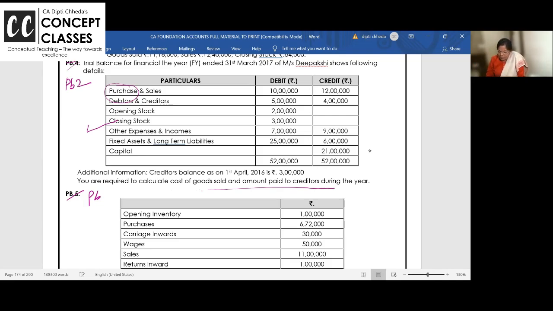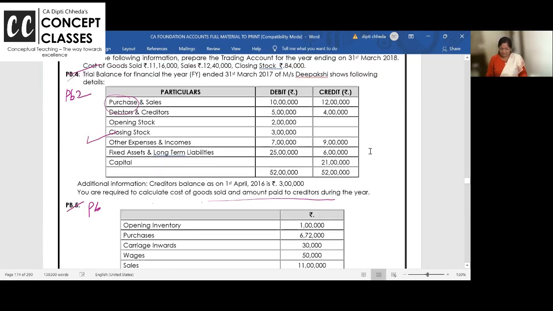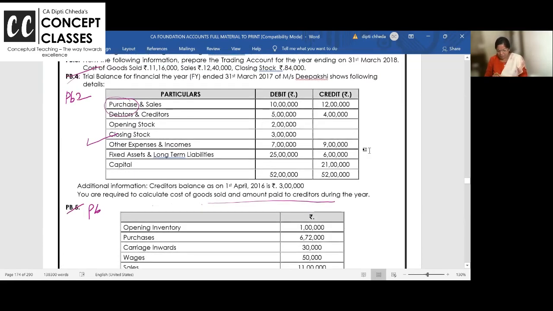Now, on 1st April, your creditors are 3 lakh. Closing is given. How much amount are you paying to your creditors? You can say, why are we doing this out of the way problem, but we have to. The very next problem, again, we'll prepare the trading account. Take it as problem number 2. The numbering is wrong, I'll change it and share with all of you tomorrow. For now, let's do problem number 2.